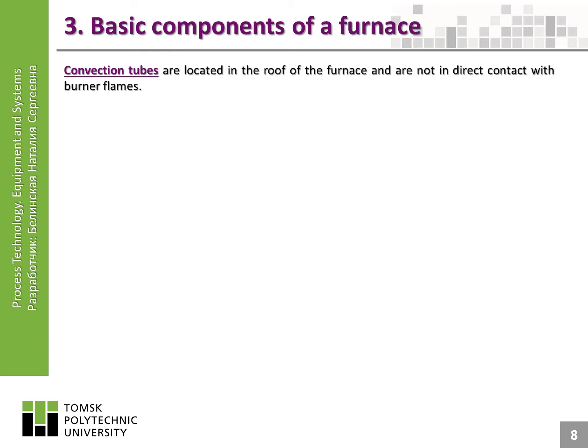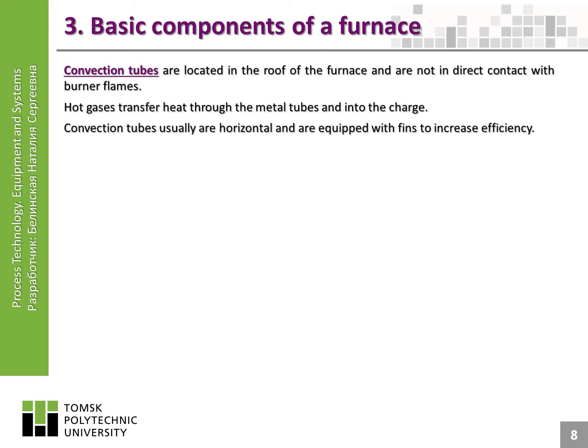Convection tubes are located in the roof of the furnace and are not in direct contact with burner flames. Hot gases transfer heat through the metal tubes and into the charge. Convection tubes usually are horizontal and are equipped with fins to increase efficiency.